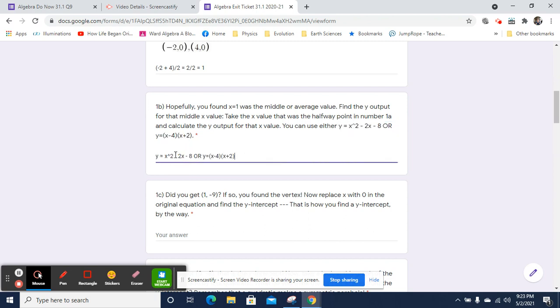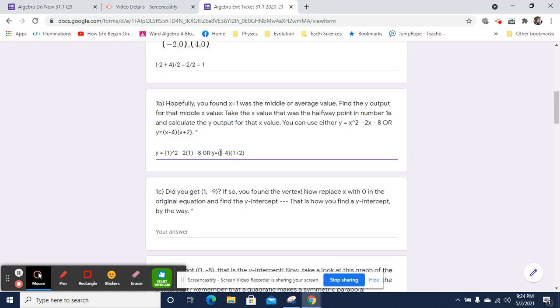I'm going to copy paste the two equations. We can either use it here, and just replace x with 1 wherever it shows up. Or we can use it over here and replace x with 1 wherever it shows up. This is probably the easier one to use for finding this. When you're trying to find the y-intercept, it's probably easier to use the expanded version. But let's go ahead and work it all out.